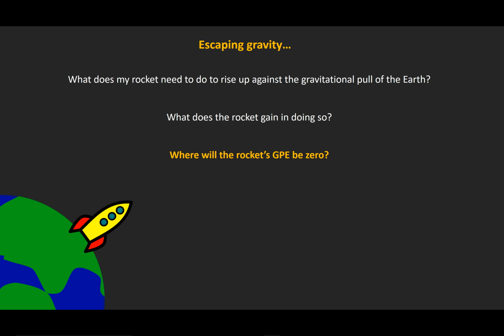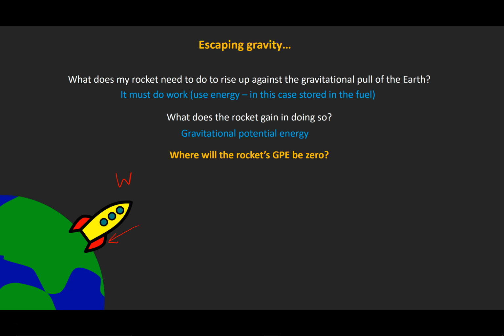Now, when we start thinking about things like fighting gravity, if my rocket's going to get off the surface of the Earth and rise up against the gravitational pull that's pulling it downwards, it has to do work. It has to do work against gravity in order to be able to move up. In doing so, the rocket is gaining gravitational potential energy. So it does work in order to fight gravity, and in doing so it gains GPE.